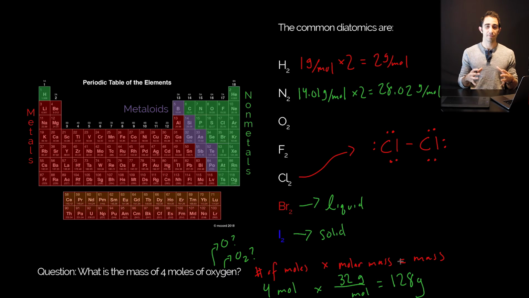And that's all we're going to talk about for these common diatomics, but you're going to see just how important it is for stoichiometry, for gas law problems, for thermodynamics. It's incredibly important to treat these diatomics as two atoms together to get that correct molar mass.